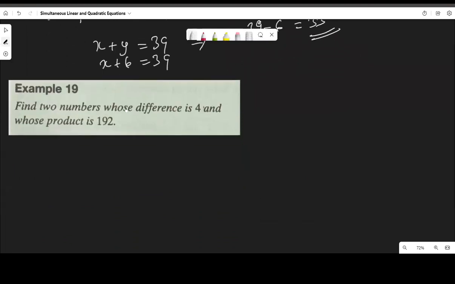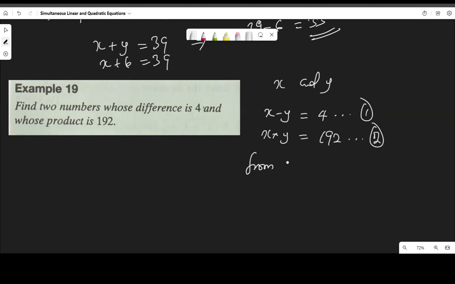Number 19 is find two numbers whose difference is 4 and whose product is 192. Let the numbers be x and y. Now the question says two numbers whose difference, that is x minus y, equal to 4. Let's call it equation 1. And whose product, x times y, is equal to 192. Let's call that equation 2.